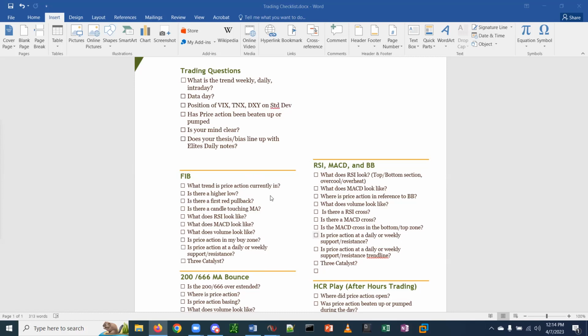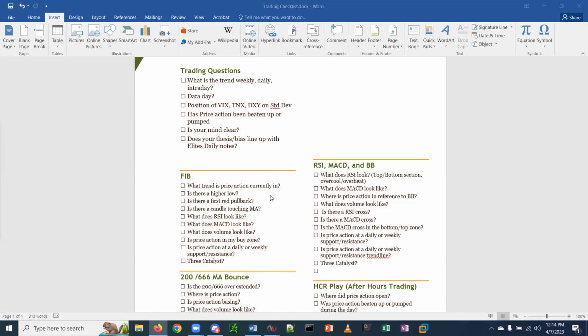And if you make them clear black and white answers, you're not going to question yourself. But if you're like, well, is there a first red pullback to the 100? Or, I don't know, kind of a vague question. You want to ask as specific a question as possible.